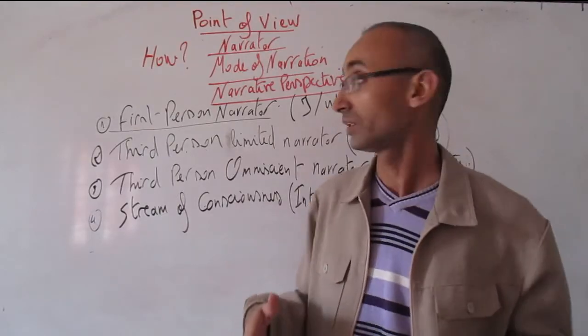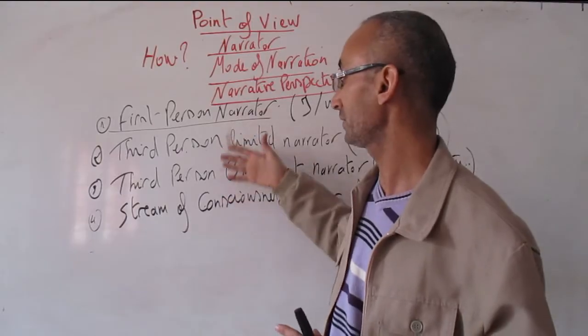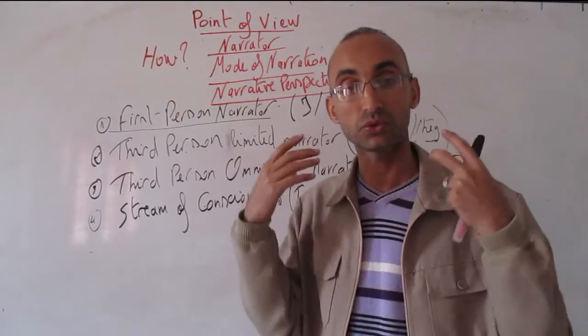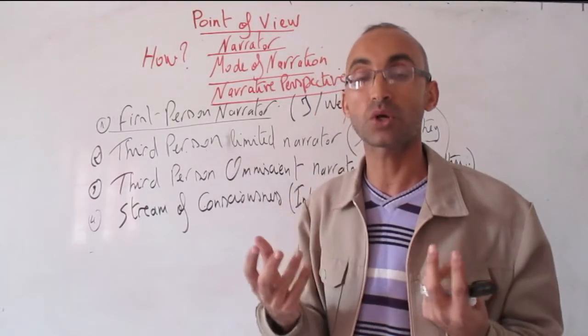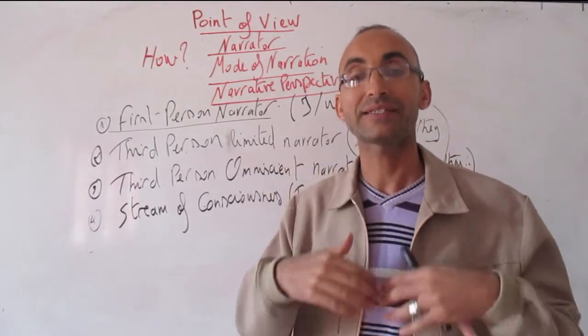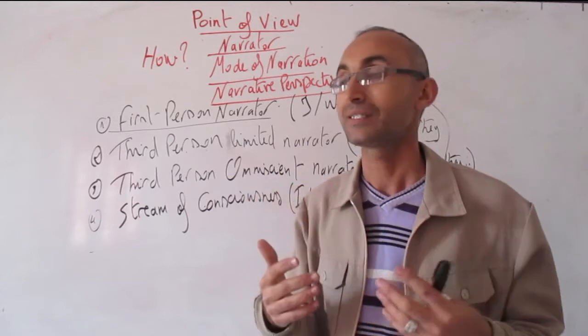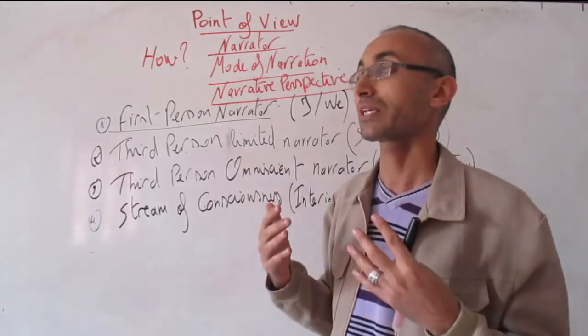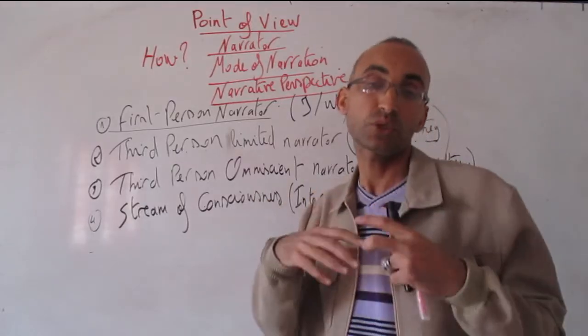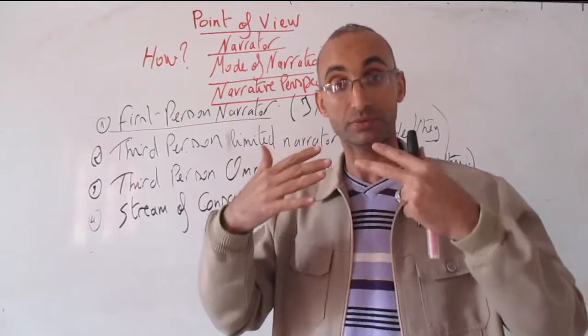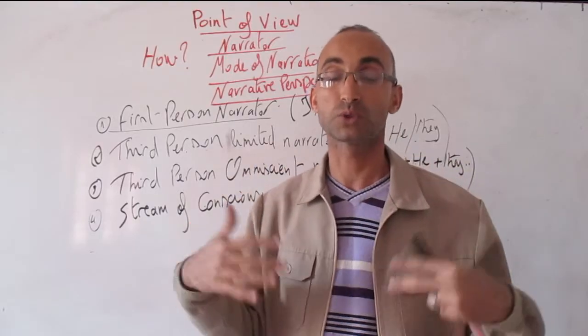So, as you see here, these are the main important types of points of view that writers tend to use and implement in order to narrate the events of their stories. They represent the angle from which the events of their stories are observed and recounted.